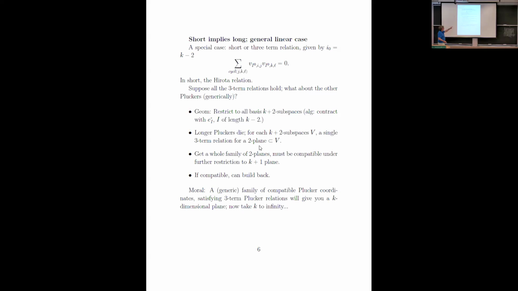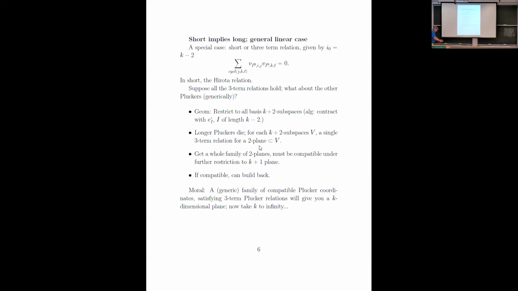And what happens when you decompose this, you restrict to spaces that are just built from the coordinates. When you think of what happens to the relations, the longer Plücker ones just disappear, and you're just left with the 3-term relations.